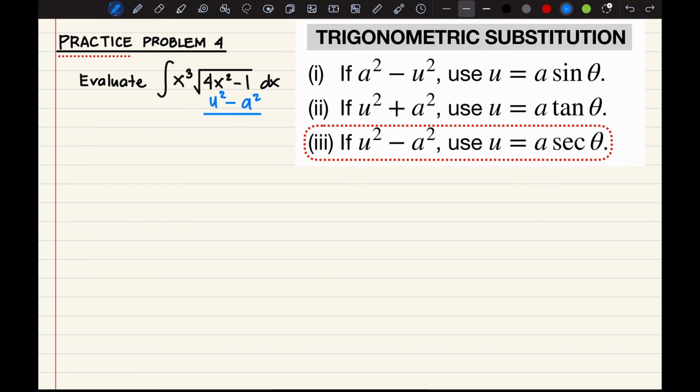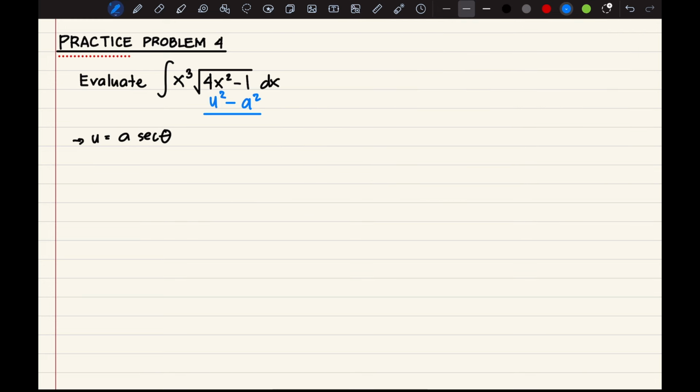This particular form falls under case number 3. And in case number 3, our corresponding substitution is u is equal to a secant theta. So let us determine u and a. Since u squared is equal to 4x squared, getting the square root of both sides, we get u is equal to 2x. And since a squared is equal to 1, getting the square root of both sides, we have a is equal to 1. So these are now the corresponding values of u and a.